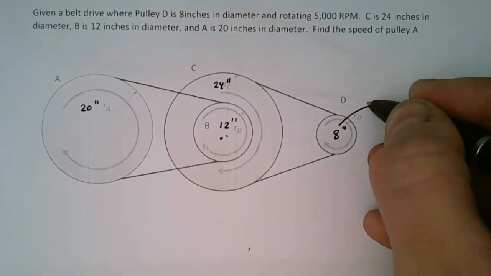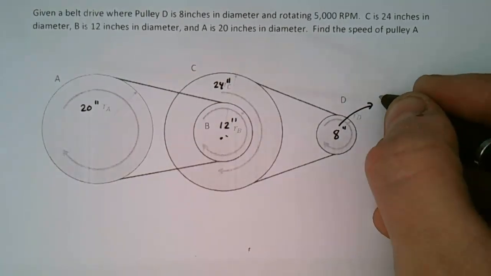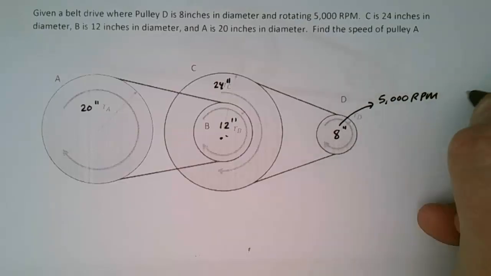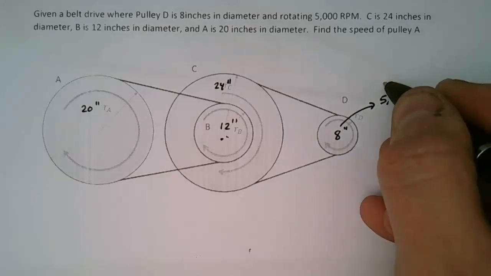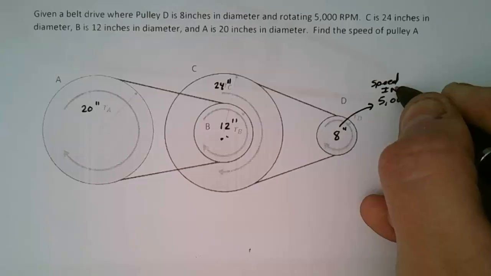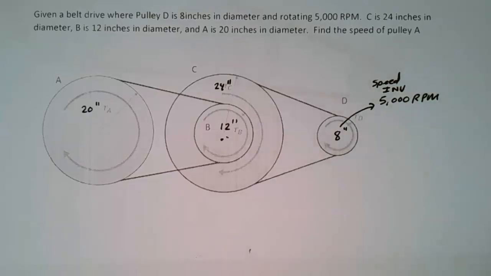Pulley D is hooked to a motor that is spinning 5,000 RPM. And what we need to remember is that speed is an inverse proportion. Okay? We'll start with that. The speed is an inverse proportion. They tell me that pulley D is spinning 5,000 RPMs, and they want me to find the rotational speed, the RPMs, for pulley A. So here we go.